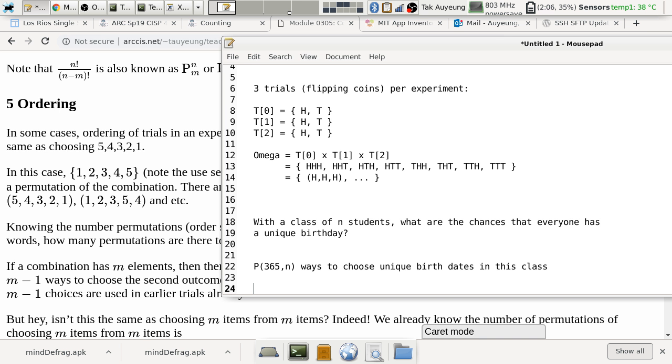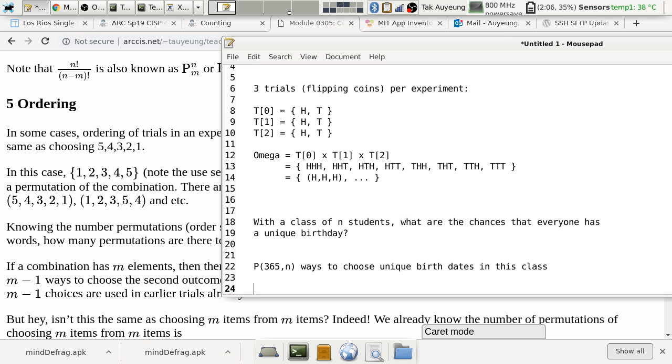Okay? So let's say the first person chose April Fool's Day, April 1st. Is it possible for the second person to also have the same birthday? Yes, it is. Wait, if you're saying there's no replacement, right? No.